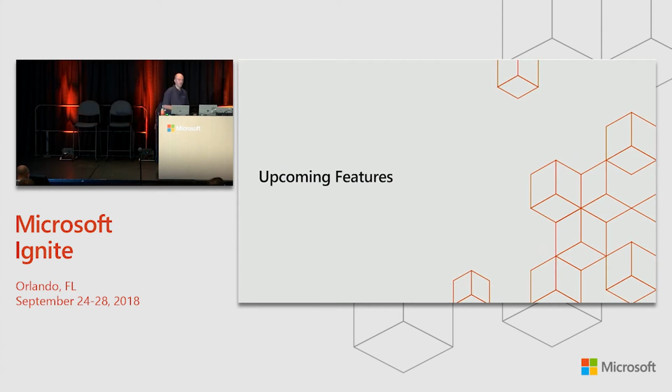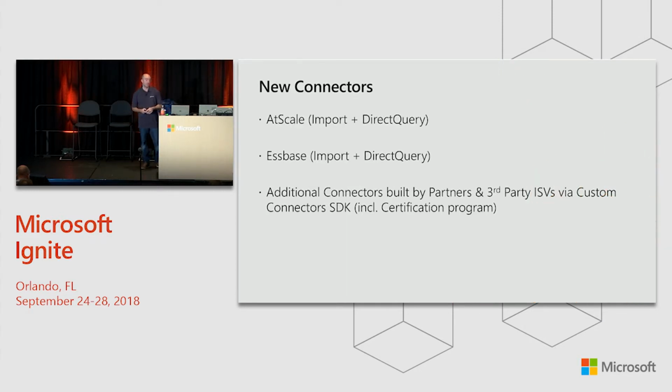So let's talk about upcoming features. I like to split this in 3 main buckets. One is new connectors. The second one is how do we improve existing connectors. And the third one is how we improve everything else, including data preparation and transformations and the query editor in general. So on the first bucket, new connectors, we're working on a connector for AtScale and SBase, which will include both import and direct query capabilities.